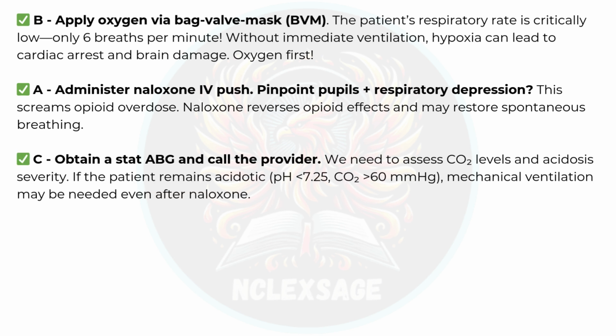C. Obtain a stat ABG and call the provider. We need to assess CO2 levels and acidosis severity. If the patient remains acidotic, pH less than 7.25 and CO2 greater than 60 millimeters of mercury, mechanical ventilation may be needed even after naloxone.